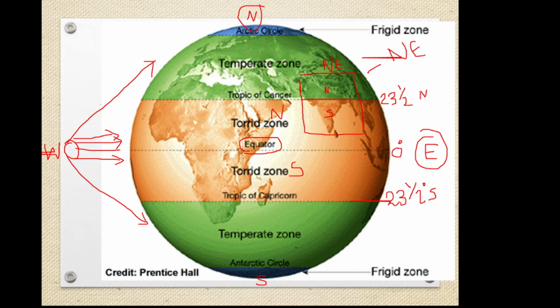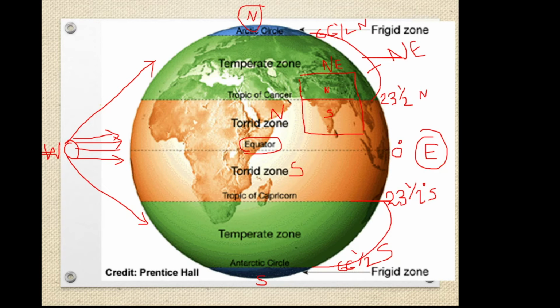Temperate zone. How can you write the points of the temperate zone? It lies from 23.5 degree north to 66.5 degree north in the northern hemisphere, and 23.5 degree south to 66.5 degree south in the southern hemisphere. Okay, so this is the location. That is about the temperate zone.